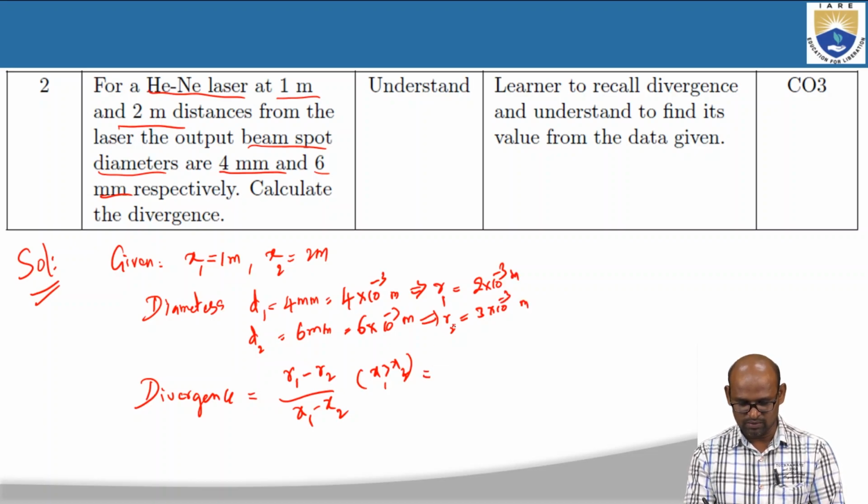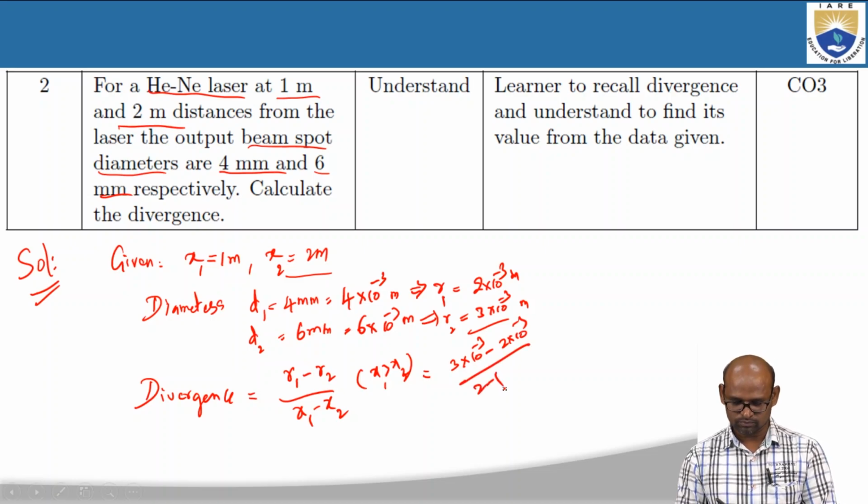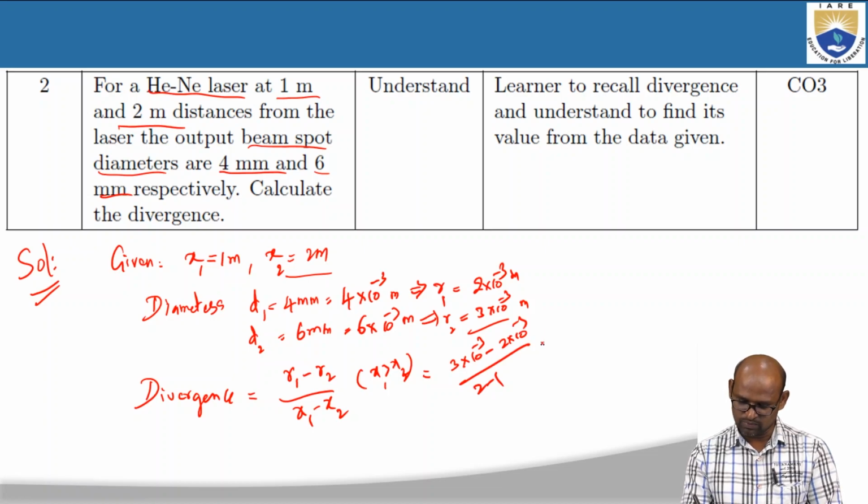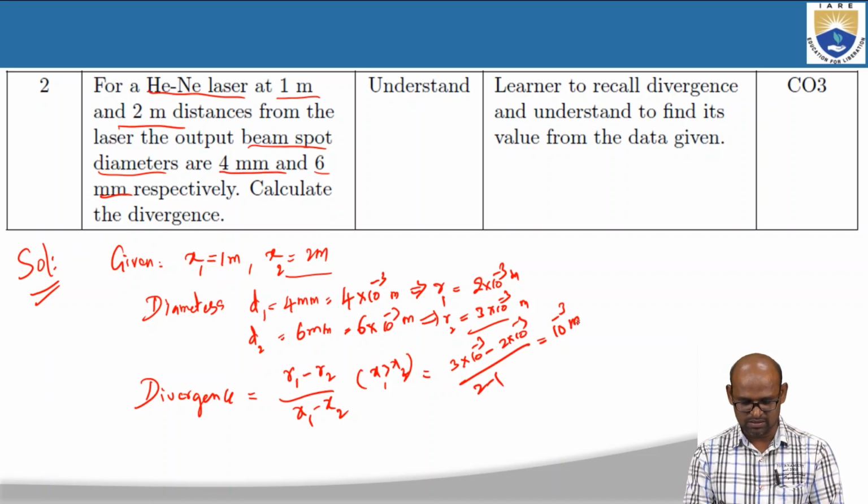Substituting this in the formula, R1 minus R2. Here we have to use x1 greater than x2, so we are going to take this as R1 and the distance as x1, because of the condition x1 must be greater than x2. So 3 into 10 power minus 3 minus 2 into 10 power minus 3, divided by 2 minus 1. That is equal to 10 power minus 3, because 3 minus 2 is 1 and 2 minus 1 is 1. So the divergence theta is 10 power minus 3 radians, which is 1 milliradian.